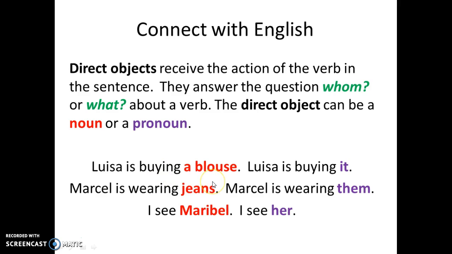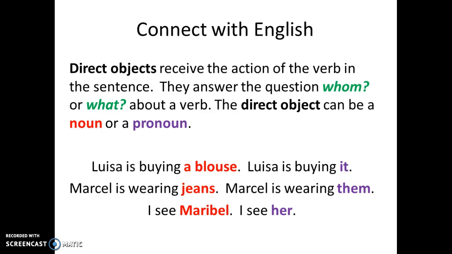Luisa is buying a blouse. What is Luisa buying? She's buying a blouse. Blouse is the direct object noun. Marcel is wearing jeans. What is Marcel wearing? Jeans. Jeans is the direct object noun. I see Maribel. Whom do I see? I see Maribel. Maribel answers the question whom for this sentence, so Maribel is the direct object noun.